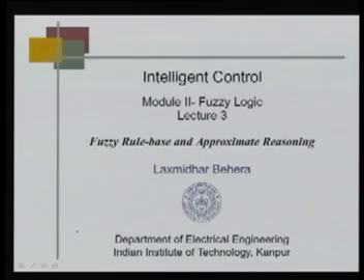So, today we will be discussing fuzzy rule base and approximate reasoning. This will be lecture 3 in module 2 of intelligent control, which is fuzzy logic. Last class we discussed relation, we learnt what a fuzzy relation is. Today we will be dealing with the inference mechanism from a fuzzy rule base. So, what is a rule base?